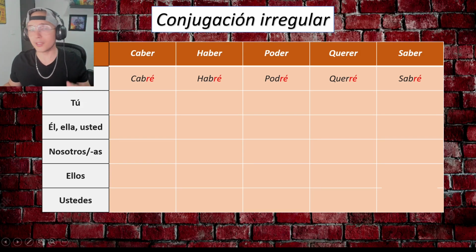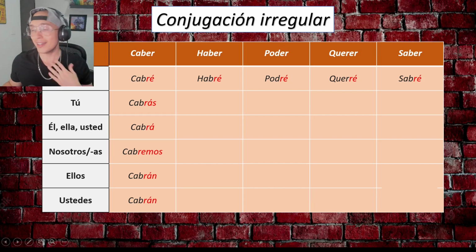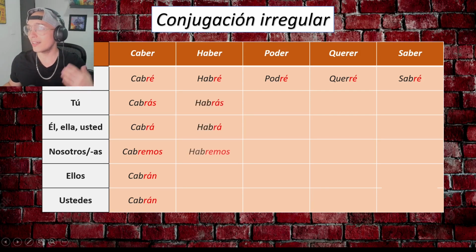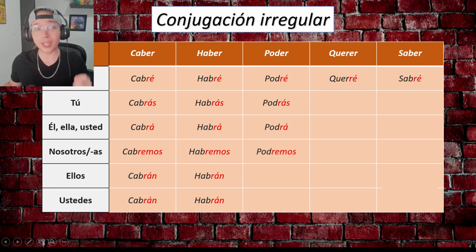And let's do the rest of the conjugation. Tú cabrás, ella cabrá, nosotros cabremos, ellos cabrán, ustedes cabrán. Or with habré, habrás, habrá, habremos, habrán, habrán. Let's go with poder. Tú podrás, ella podrá, nosotros podremos, ellos podrán, ustedes podrán.